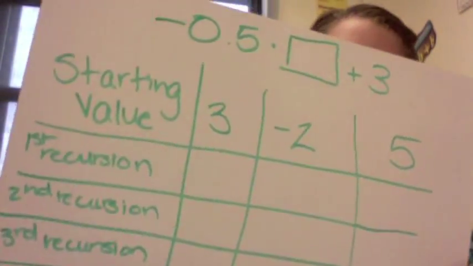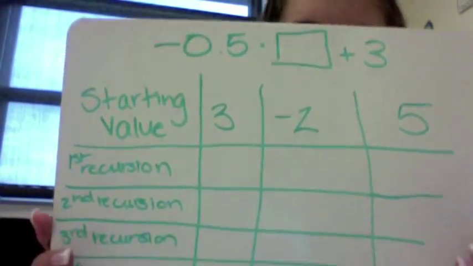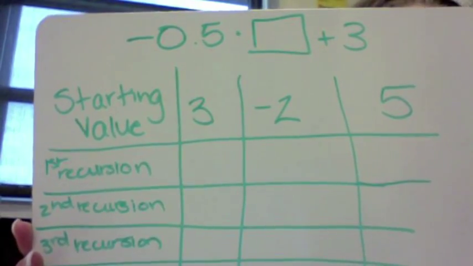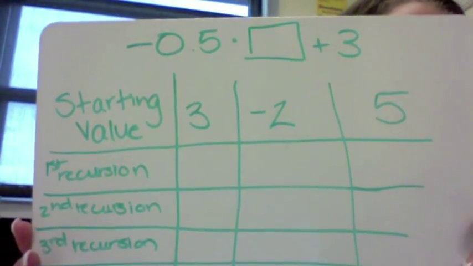Attractor values is another way to think how something's attracted to something. So what we are going to look at is this recursive rule here. Please take a minute to copy down this recursive rule and this table. Pause the video if you need to.